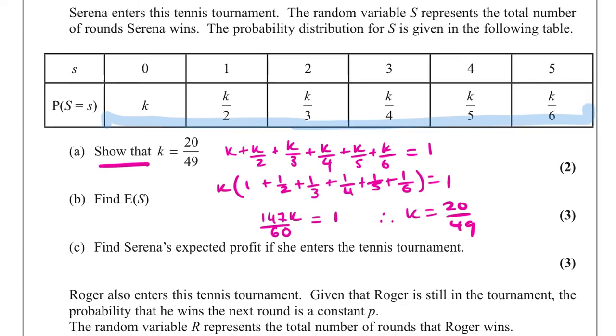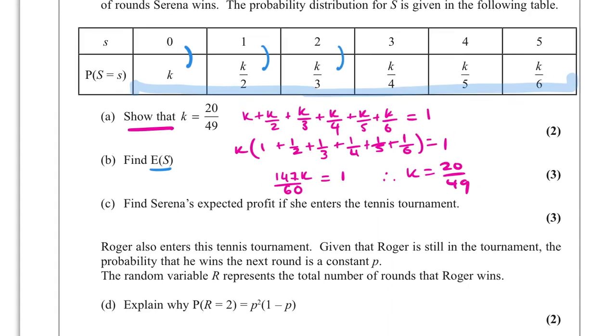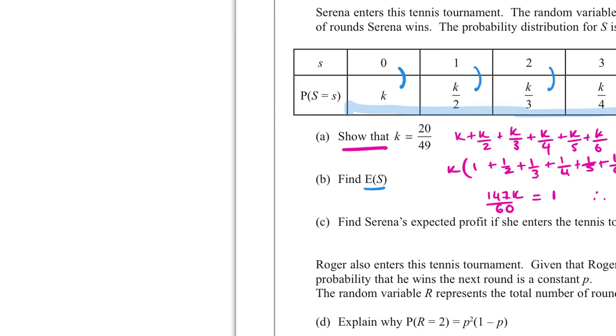So, part B, find E of S, nice and easy. 0 times K, 1 times K over 2, 2 times K over 3. Now, it's a 3-mark question. Am I expecting you to write this out? Yes. Don't shake your head at me. This is a yes. So what I'm expecting to see is 0 times K.